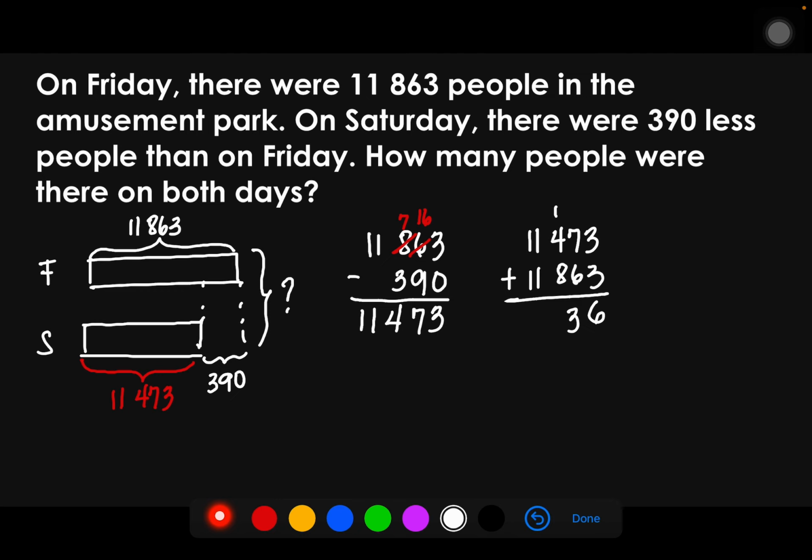Regroup the 10 tens because it already makes 100. 100 plus 400 plus 800 gives us 13 hundreds. And since there's 10 hundreds already, the 10 hundreds will be 1,000. So we will regroup it with a thousands place. So 1, 2, 3,000. And then 1 10,000 plus 1 10,000 gives us 2 10,000.